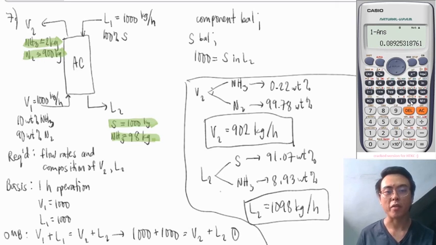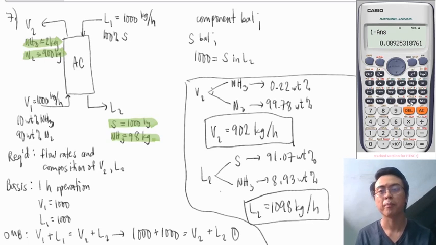Okay, so there we have it. We have determined the flow rates of V2 and L2 as well as their composition. This is a template solution for absorption problems. So if you encounter another absorption problem, you can employ this same solution. Okay, next.